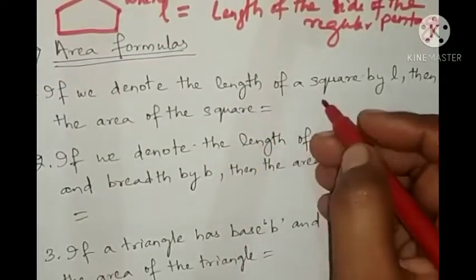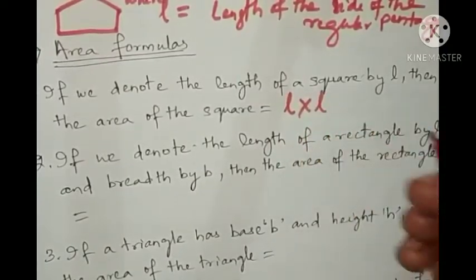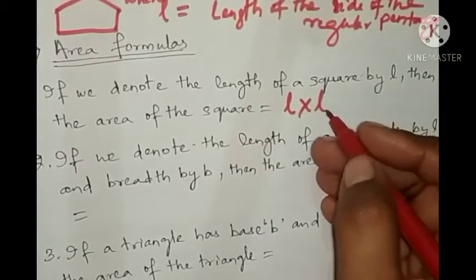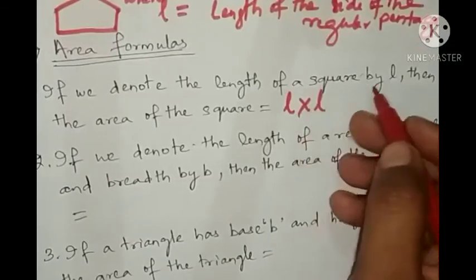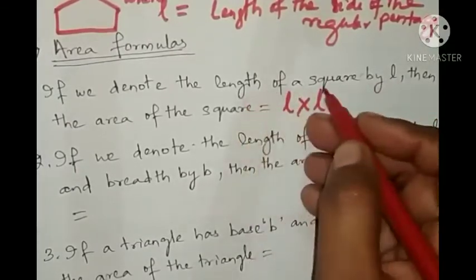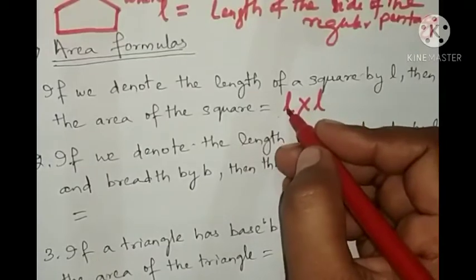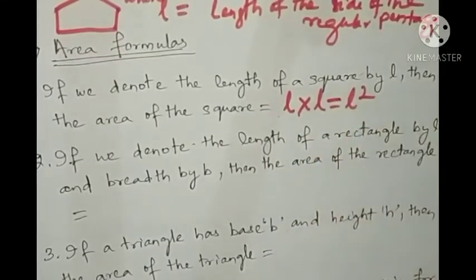L. Area is how much? L into L, because the area of a square is side into side. The length of the side of the square is how much? L. So side into side, what can you write? L into L. So this one you can put as L square.